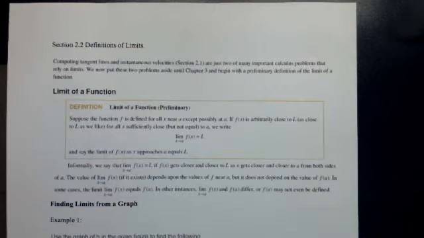All right, so the value of the limit as x approaches a of f of x, if it exists, depends upon the values of f near a, but it does not depend upon the value of f of a. In some cases, the limit as x approaches a of f of x equals f of a. And in other instances, the limit and f of a differ, or f of a may not even be defined.